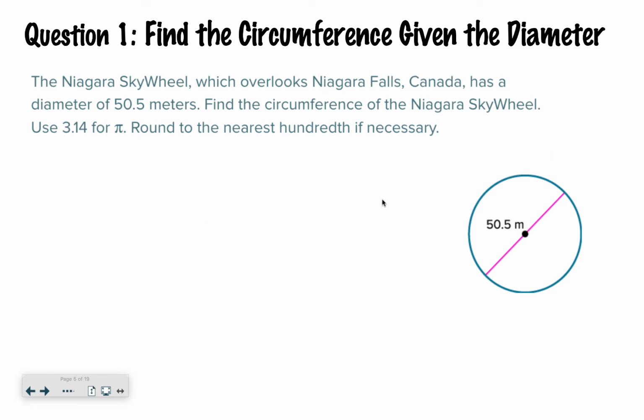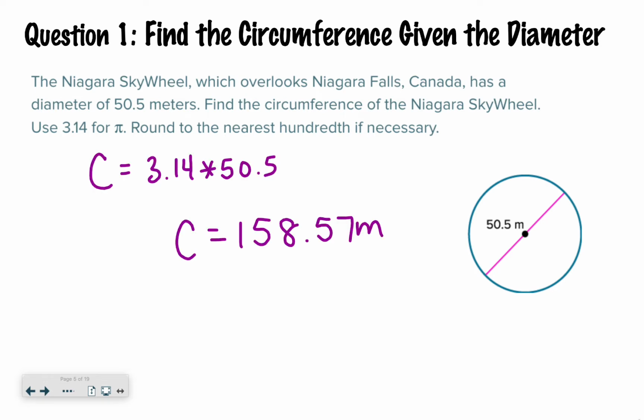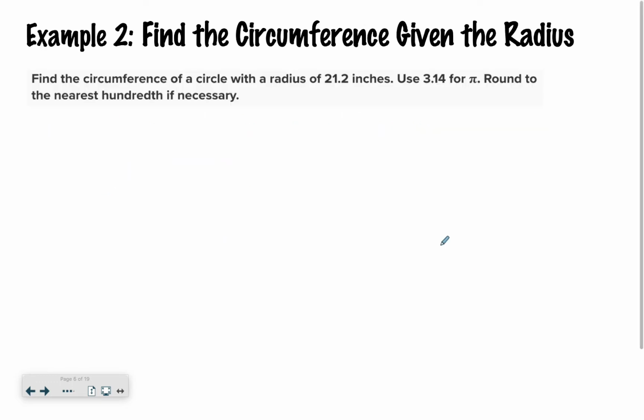Now I want you to find the circumference of this circle. We have the Niagara Skywheel, which overlooks Niagara Falls, Canada, has a diameter of 50.5 meters. Find the circumference of the Niagara Skywheel. Use 3.14 for pi and round to the nearest hundredth if necessary. Good luck. All right, hopefully you found that the circumference is 158.57 meters, and I did that by saying 3.14 times 50.5. If you have questions about that, please be sure to reach out for some help. I'm happy to help you.